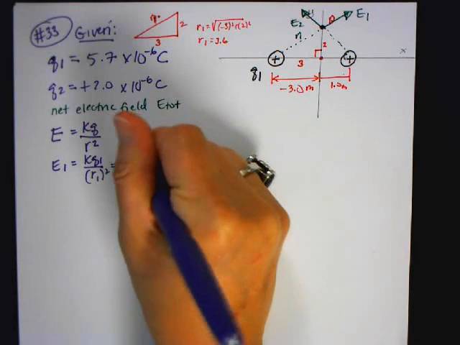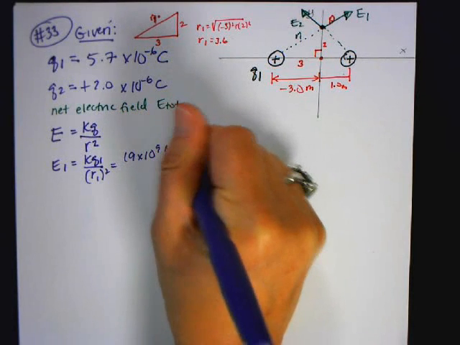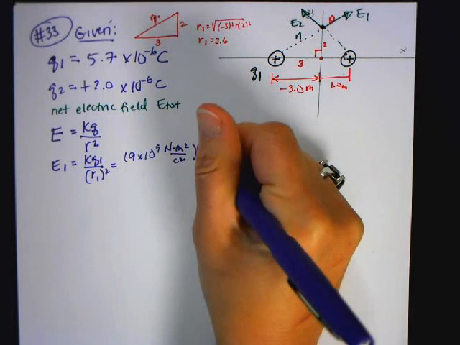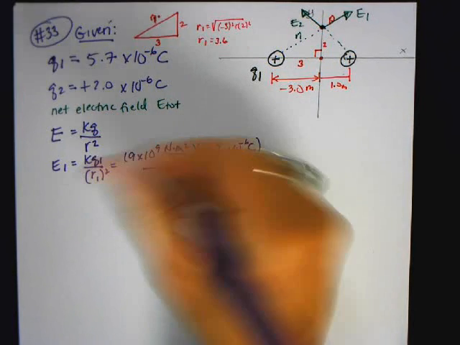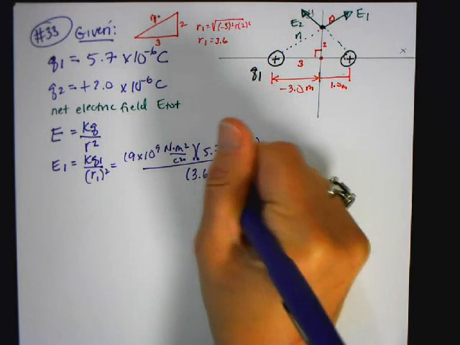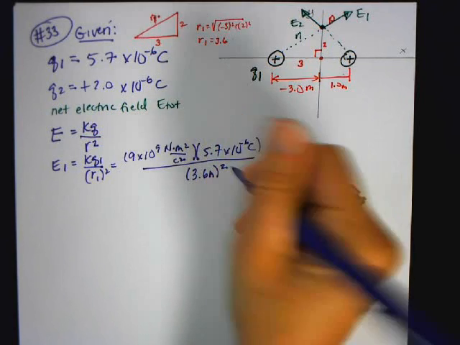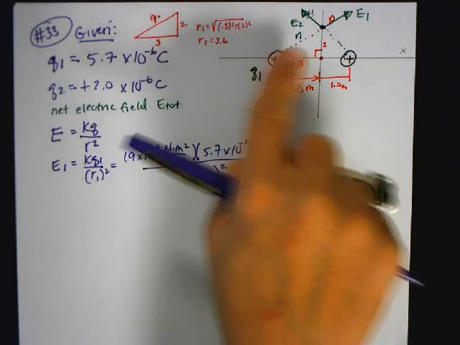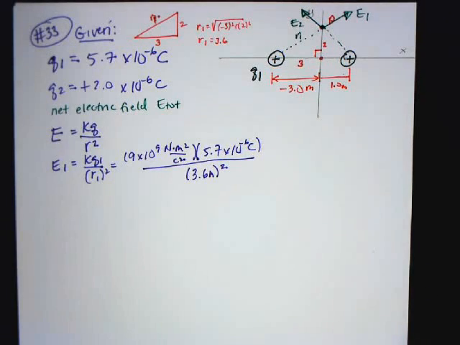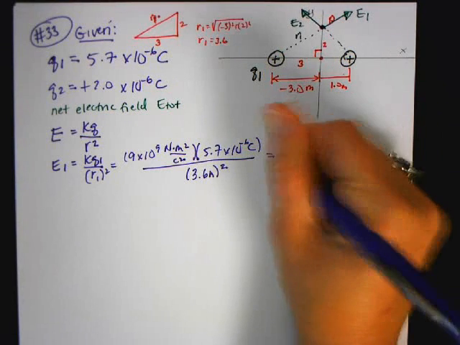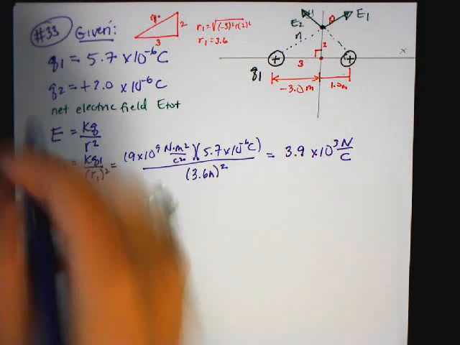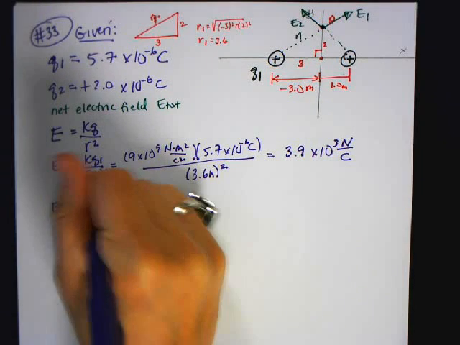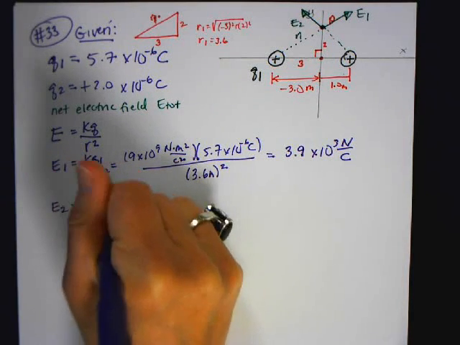So now this is going to be 9 times 10 to the 9 newton meter squared per coulomb squared times Q1, which is 5.7 times 10 to the negative 6 coulombs, divided by R1, which is 3.6 squared. And I got the 3.6 because I had to know some geometry there. So when I do all this on my calculator, this comes out to be 3.9 times 10 to the 3 newtons per coulomb. Now I'm going to do the same thing with E2. E2 is equal to K Q2 over R2 squared.